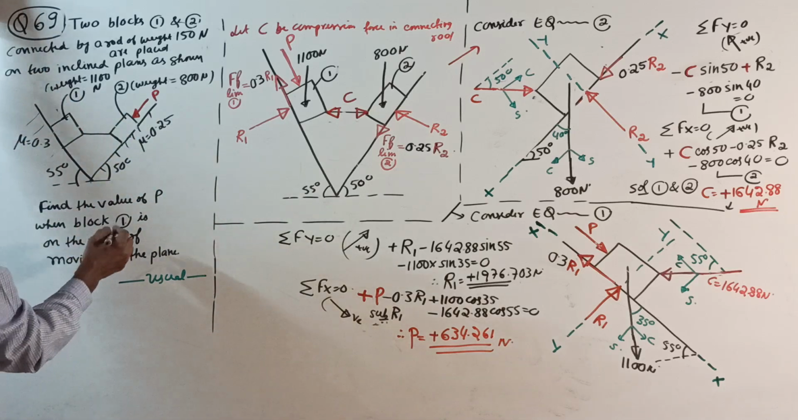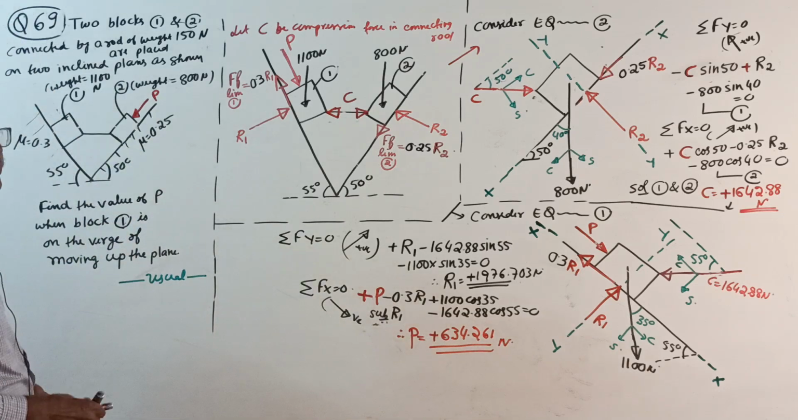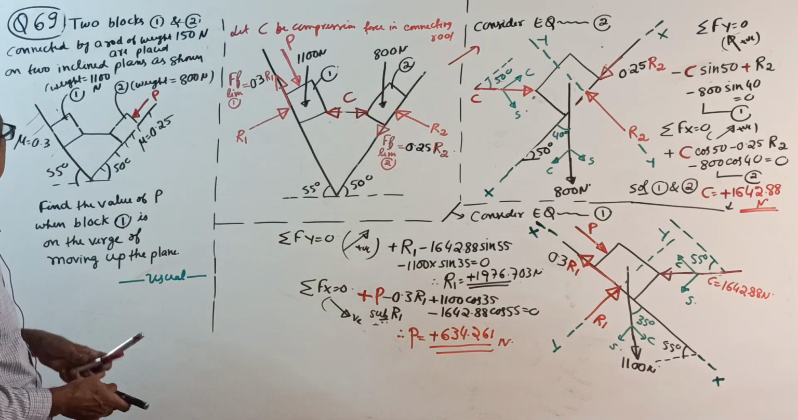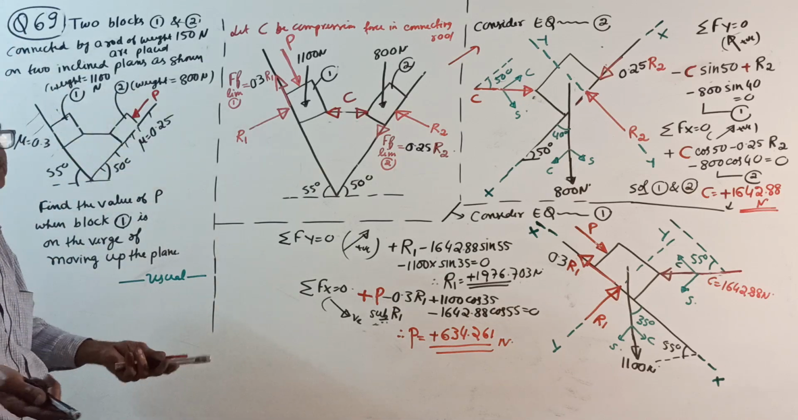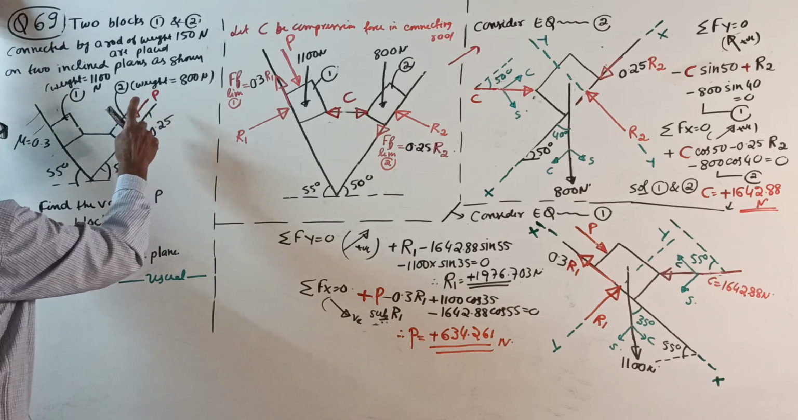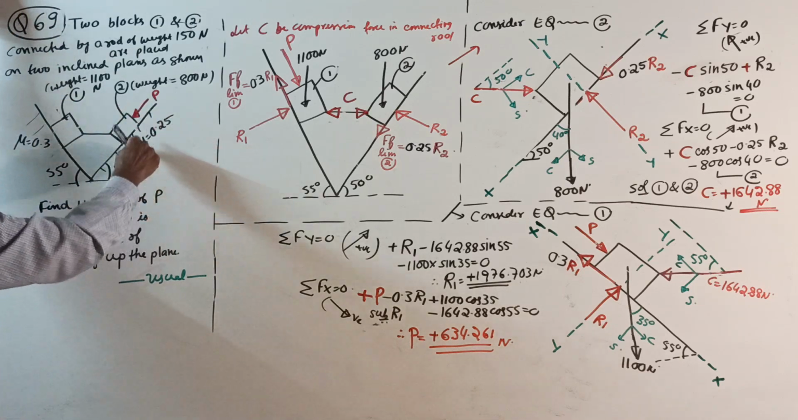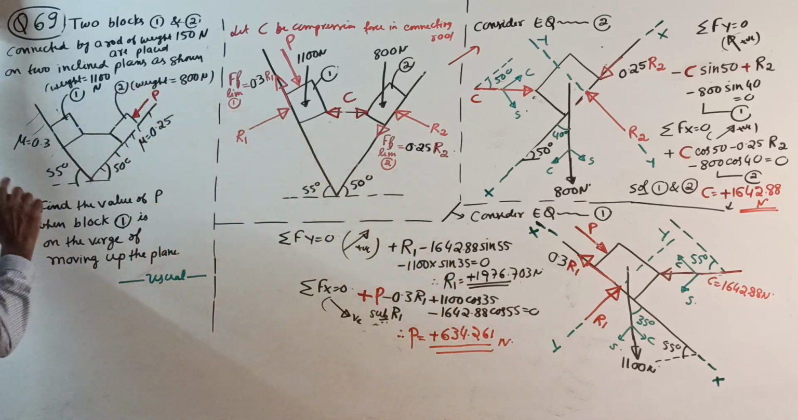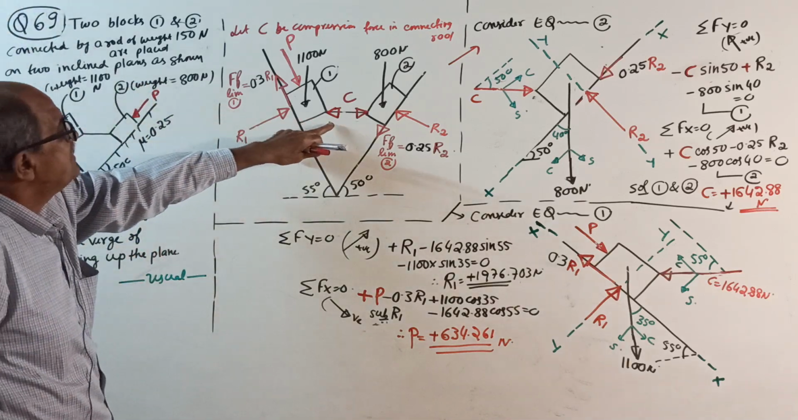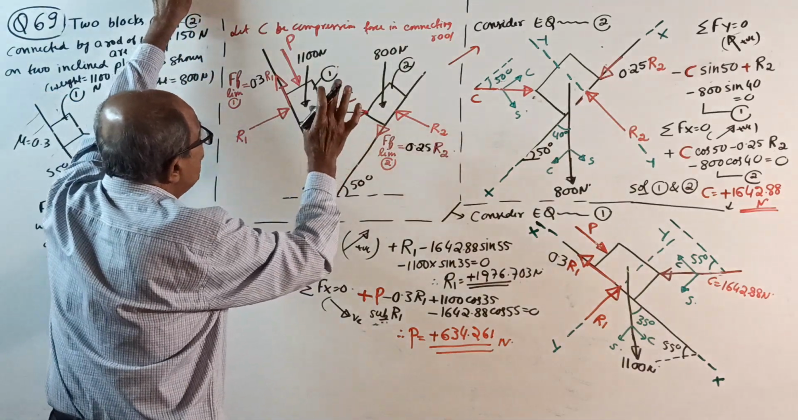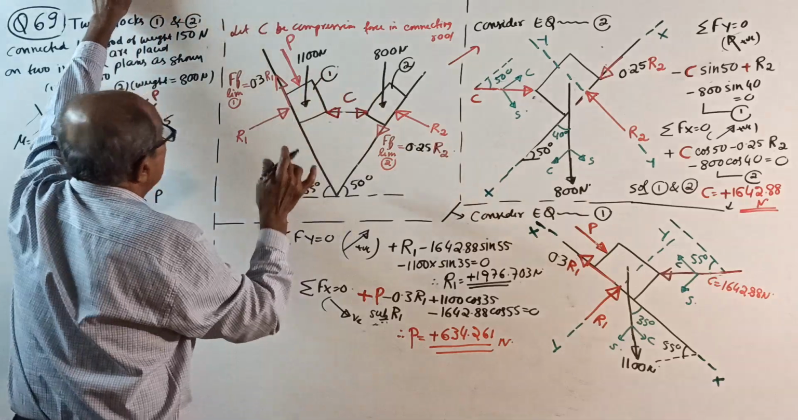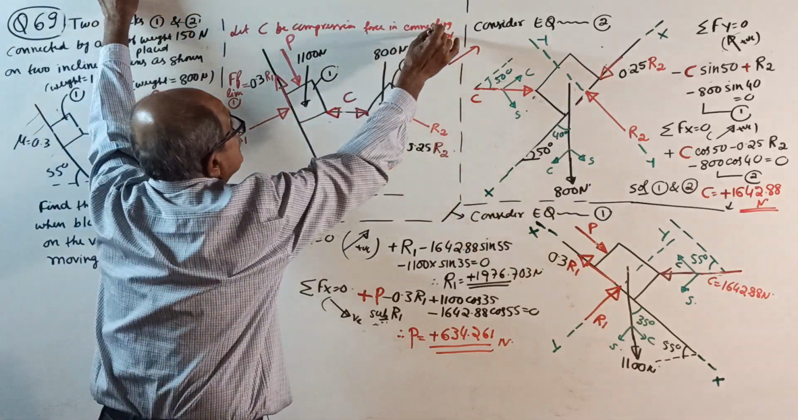So in the question, they can ask you either find P when block 1 is on the verge of moving up, or the same question as find the value of P when block 2 is on the verge of moving down the plane. Okay, put this sketch. Now, this is C. One small important addition right now: let C be the compression force in the connecting rod.